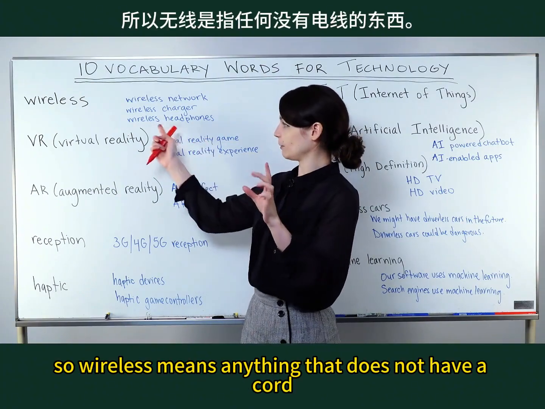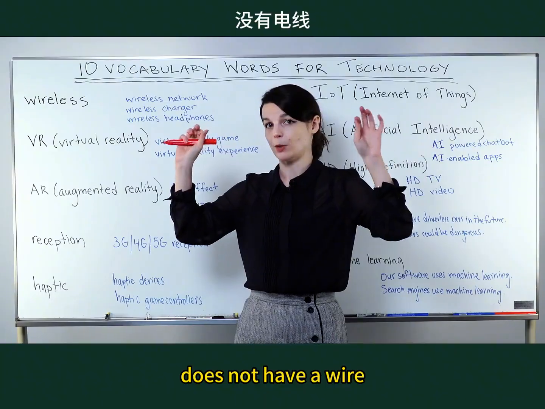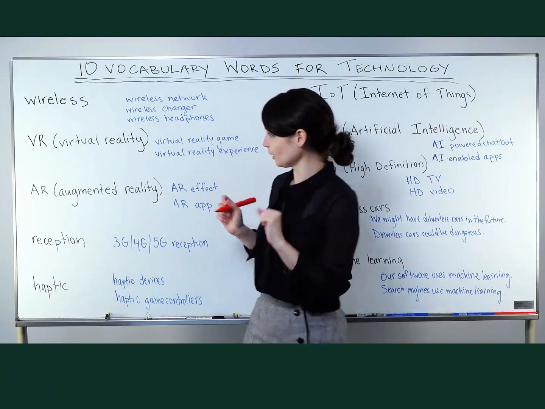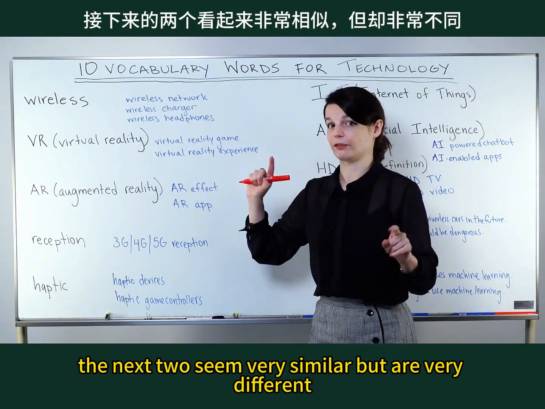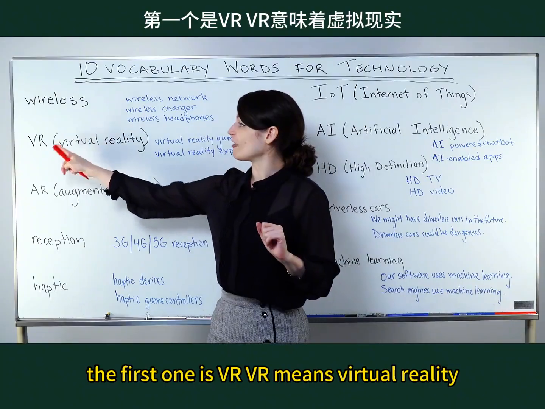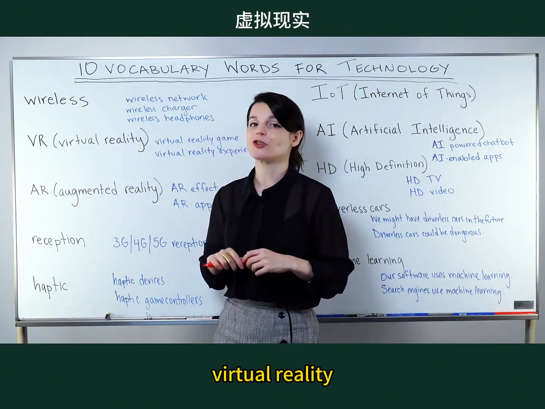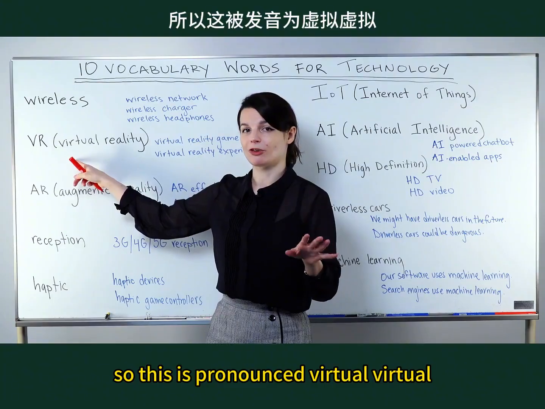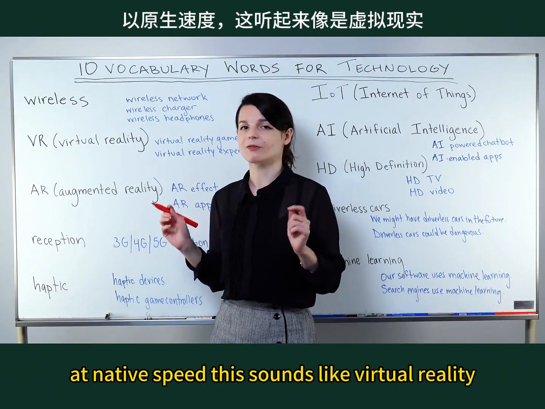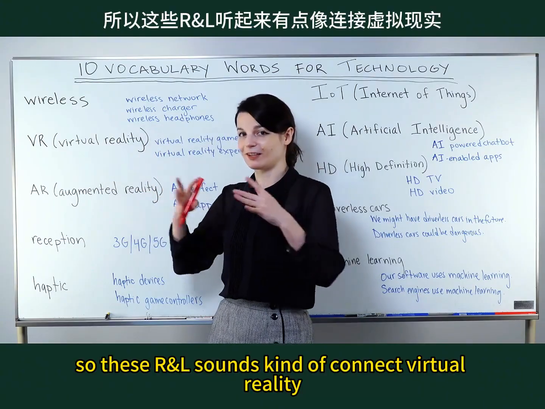So wireless means anything that does not have a cord, does not have a wire. We call that wireless. Okay, the next two seem very similar but are very different. The first one is VR. VR means virtual reality. So this is pronounced virtual. At native speed, this sounds like virtual reality. So these R and L sounds kind of connect.